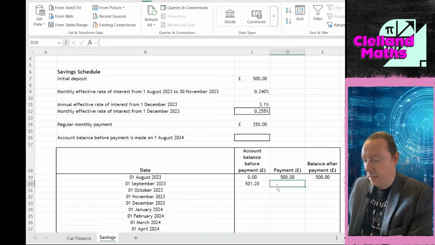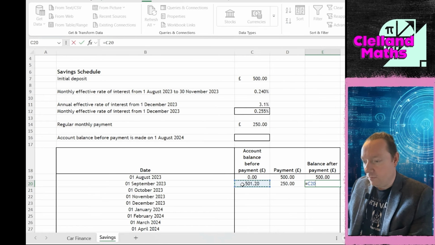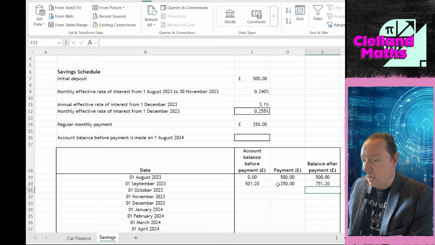501.20. The payment is equal to always 250, and that's always dollared. So his balance immediately after the payment is simply this box plus this box. And then we can drag that down, but not too far. It only goes to the 30th of November.